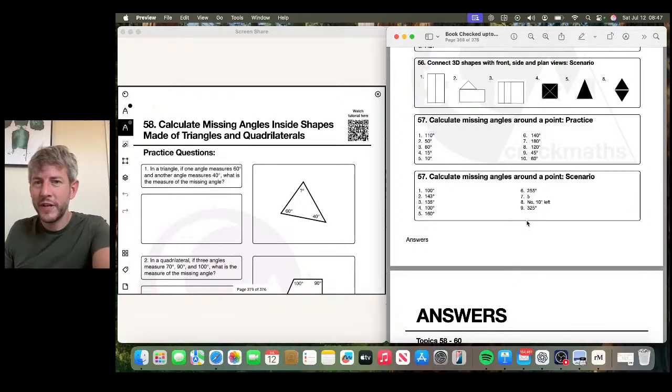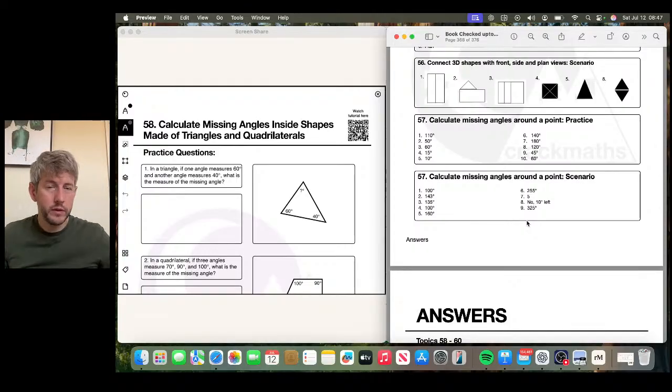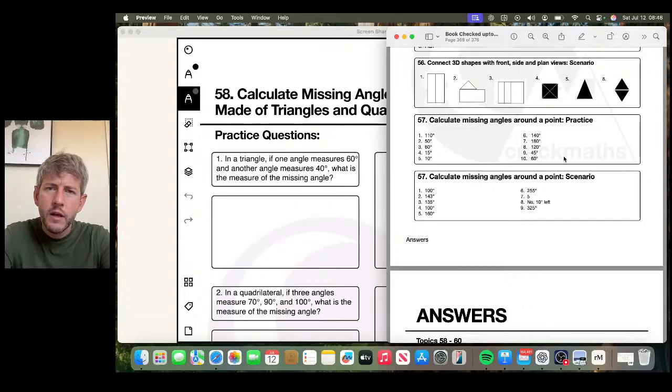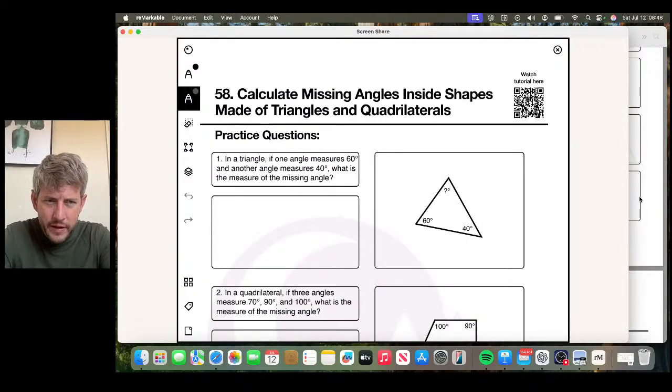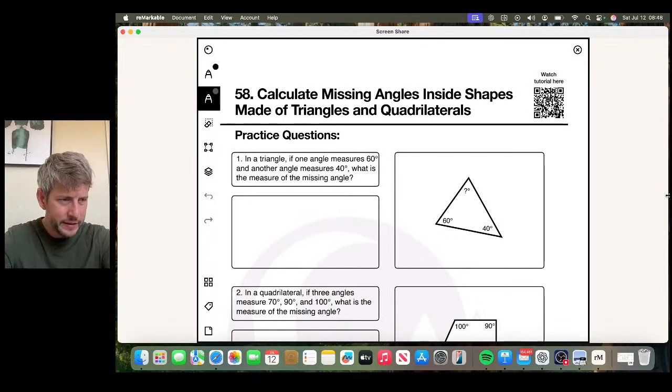Okay, topic 58. Let's enlarge this and get started with these. Angles in a triangle must equal 180 degrees and angles in a quadrilateral equal 360. So it's the same topic again really.